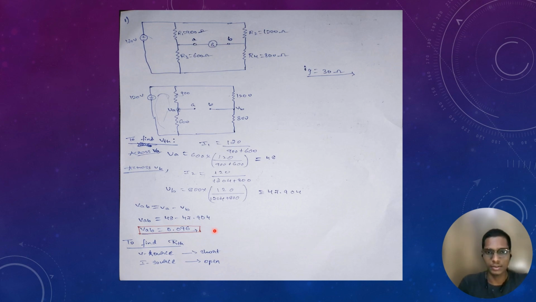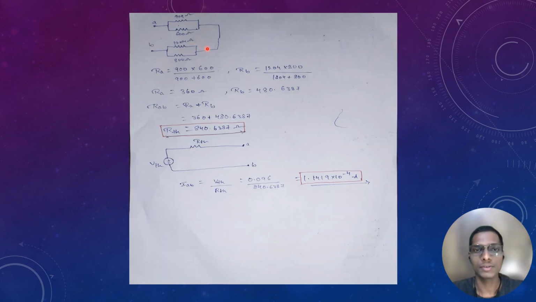To find Thevenin's resistance, first thing we have to do is that the current source is opened and the voltage source should be shorted. After doing this process, the circuit is redrawn.